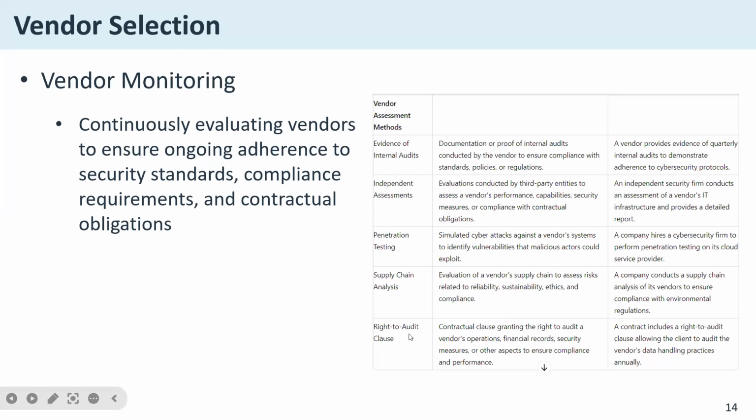Then right to audit clause. So at times, some companies will not want an external person to audit them or to check if they are doing what they're supposed to be doing. So in your engagement with them, one way you can be sure that that can be done is to make sure that there is a contractual clause granting the right to audit a vendor's operation, financial record, security measure, because once they are vulnerable, you're also vulnerable.